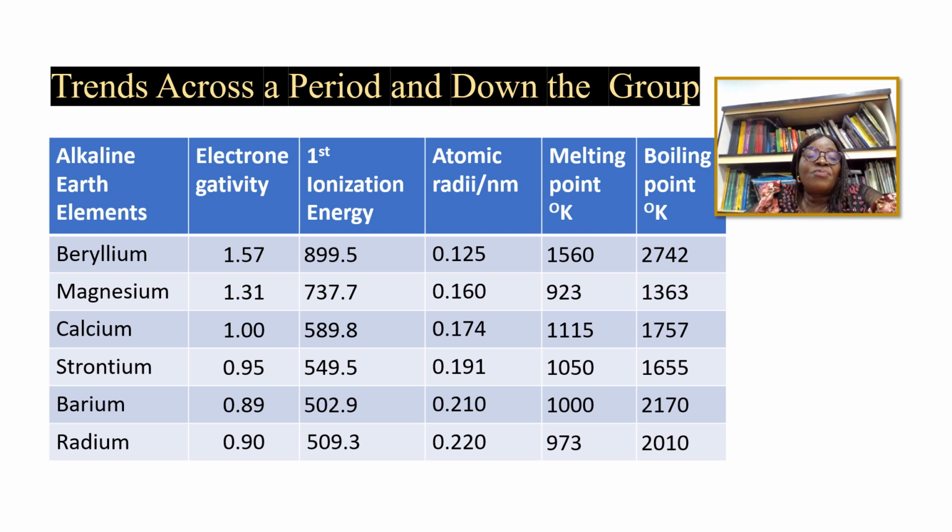Down the group, we'll find out that electronegativity and ionization energy of these alkaline earth metals decrease down a group. Atomic radius increases down a group. Melting point and boiling point also decrease down the group.